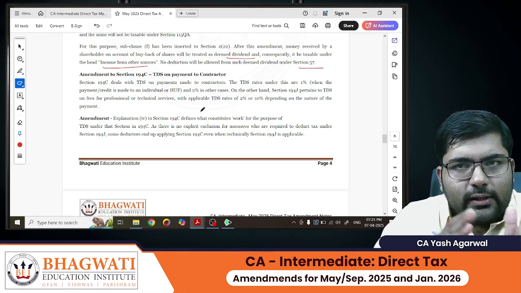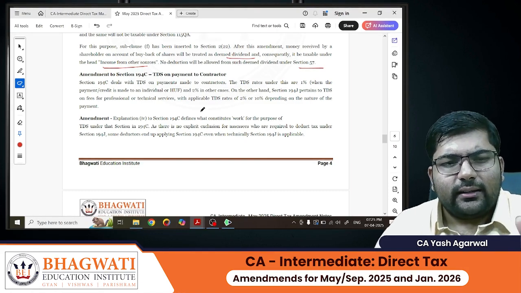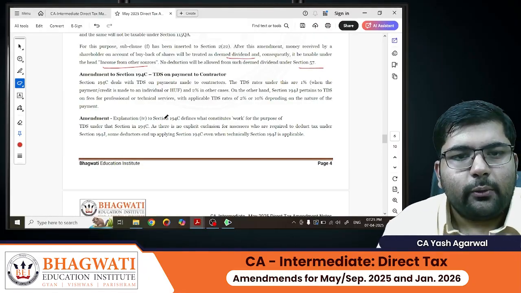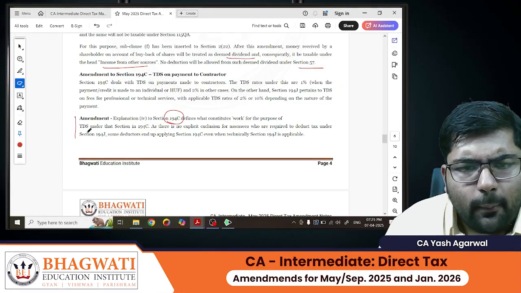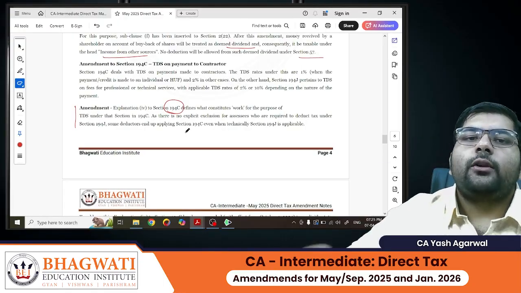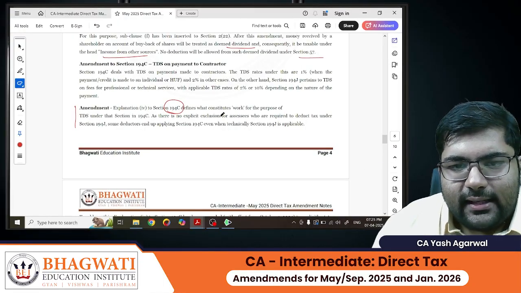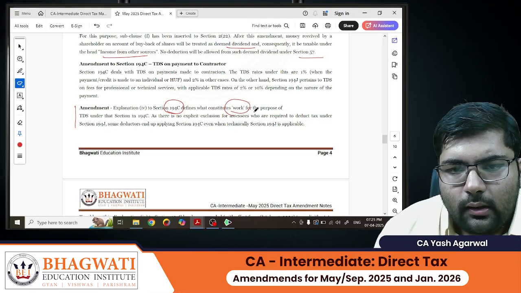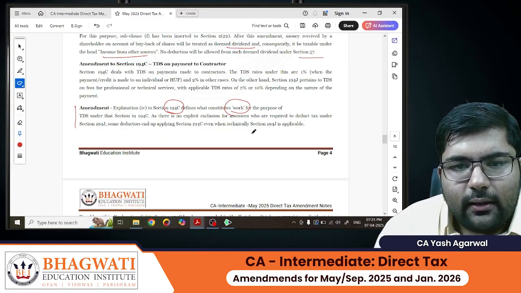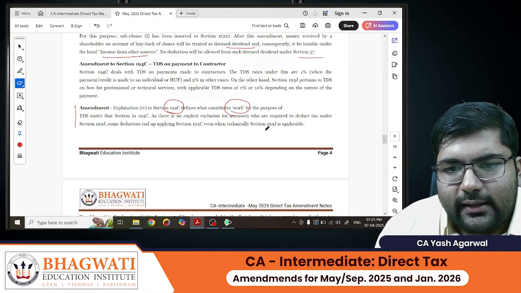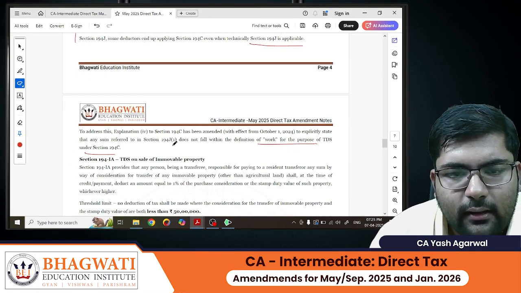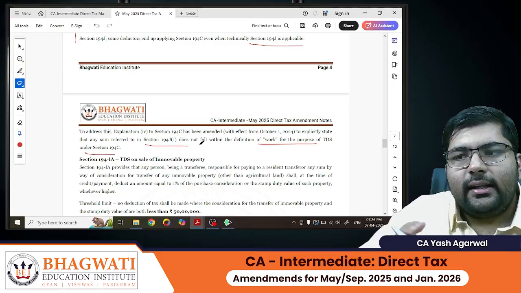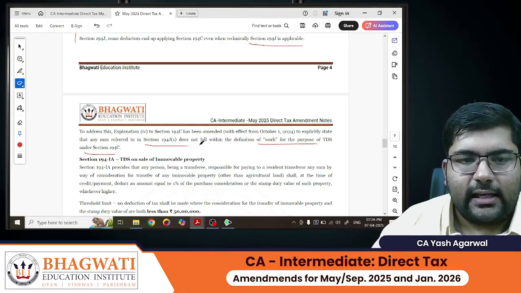So 194C versus 194J is in general a slight gray area. This is one effort to reduce that confusion between 194C and 194J. The amendment which you see here is that 194J has specifically now been excluded from 194C. What this says is, work for the purpose of 194C will not include any situation to which 194J is applicable. See, work for the purpose of TDS under section 194C will not include any transaction or any scenario, any circumstance which is getting covered under section 194J.